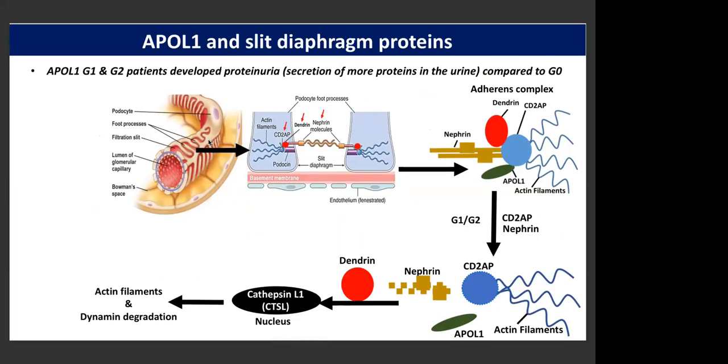So another function of APOL1: we have also shown that APOL1 forms a very unique complex with the adherens complex, because this complex is very important to maintain podocyte integrity and the slit diaphragm. So by this work, we have shown that APOL1 is able to preserve this adherens complex, and if there is a decrease in the expression of APOL1, the actin cytoskeleton gets degraded.